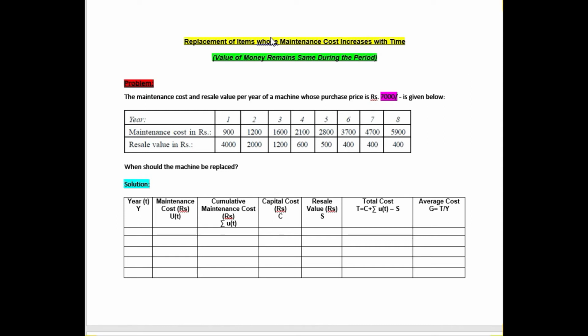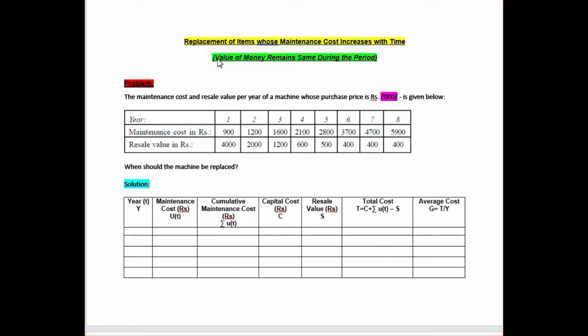In this video, I am going to solve a problem on replacement theory. In the previous video which I have posted, I have solved a problem on this replacement, under the condition of replacement of items whose maintenance cost increases with respect to time and the money value is constant. This problem also deals with the same condition with a little bit of difference.